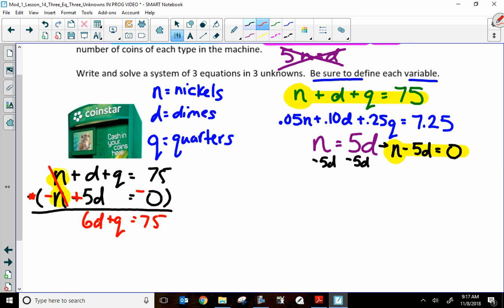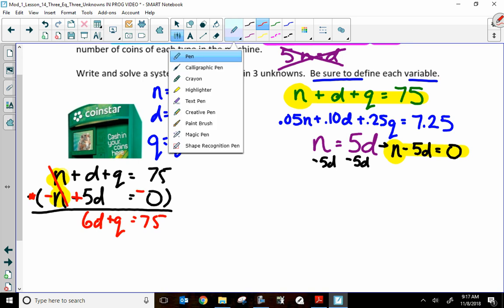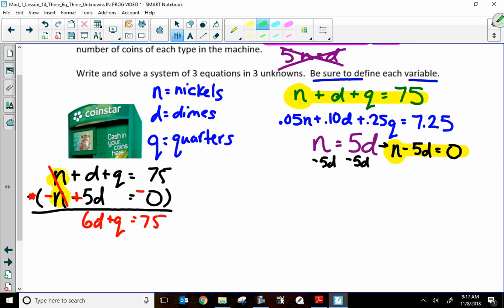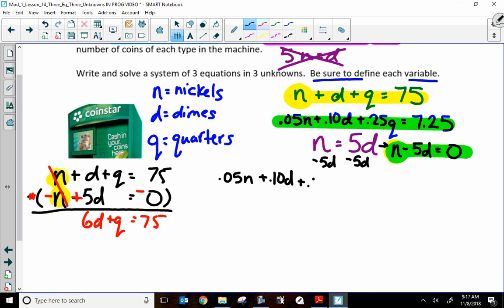Nice. And now I need to get rid of n using two other equations. I have to use this one, and I'm still going to go ahead and use this one. It's a smaller equation, so it's nicer to use. So I now have 0.05n plus 0.10d plus 0.25q equals 725. That's this equation right here.